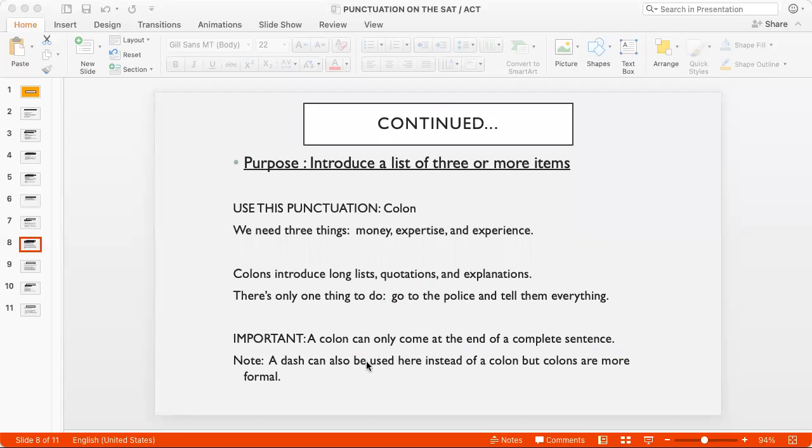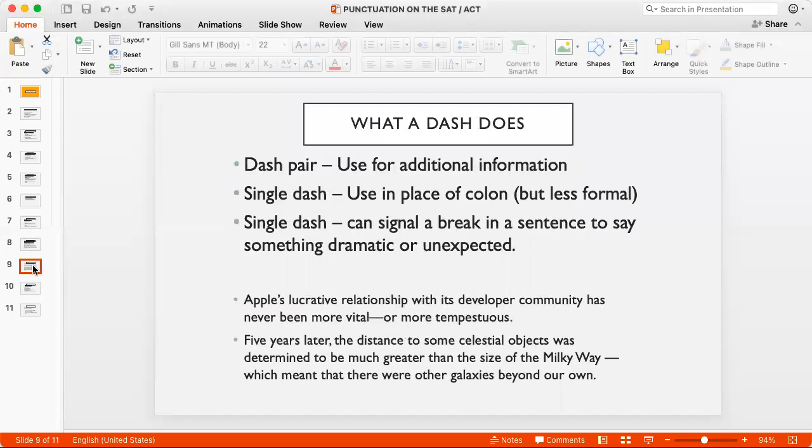Okay, a dash can also be used in place of a colon, right? It can be used in place of a colon, but colons are supposed to be more formal. So I can also say we need three things - money, expertise, and experience. But a colon is preferred because it's considered more formal. Okay, now, interestingly, we need to actually discuss the dash, right? Because we have already seen that a dash pair is used for additional information, just as a comma pair is. We have also seen that a single dash can be used in place of a colon, but it's less formal.